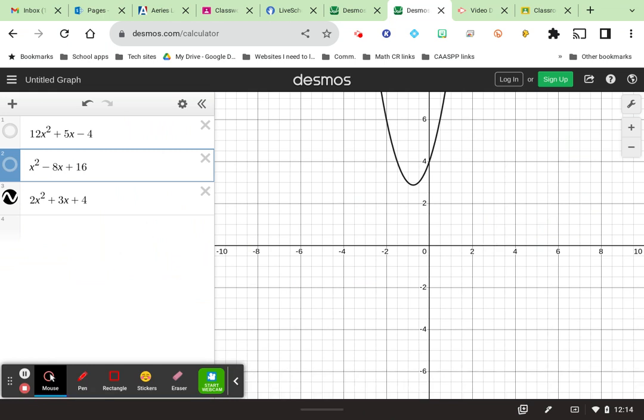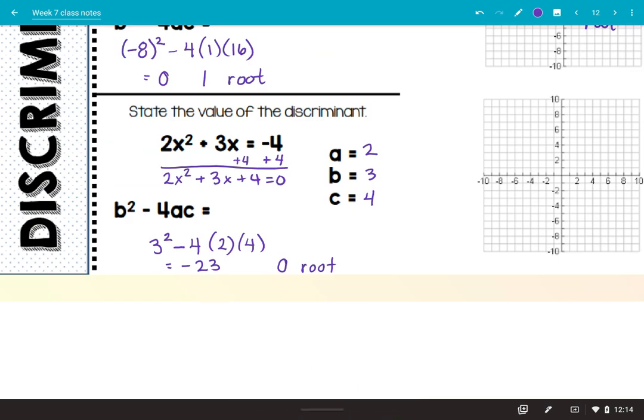And so we're going to graph that one. We know it crosses at 4. It's about over here. And we have no roots.